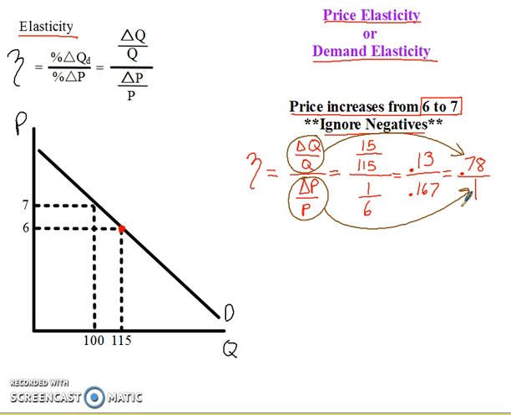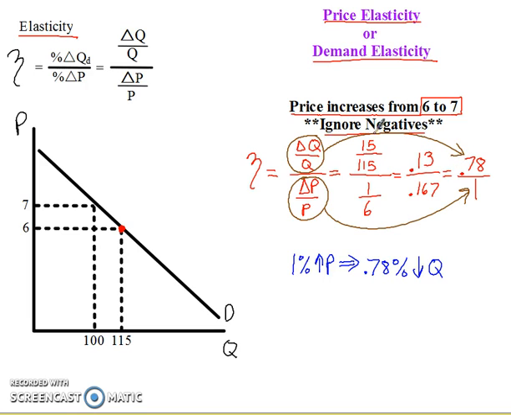So the way that we can say this is we can now say that a 1% increase in the price, that's this, a 1% increase in price, causes a 0.78%, that's this, decrease in quantity. Now, you say, well, Hagen, you have decrease here. You didn't write a negative.